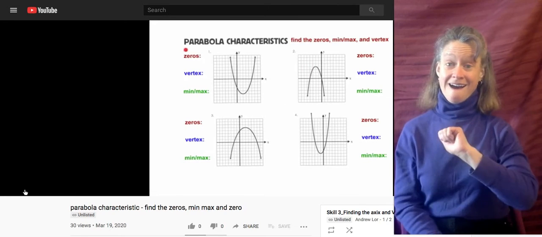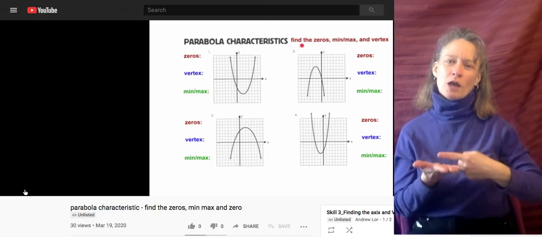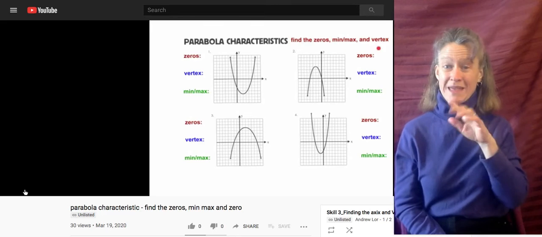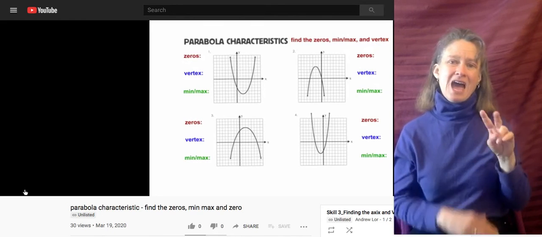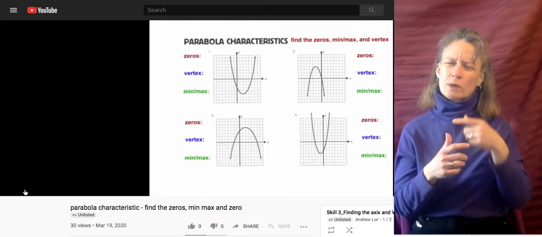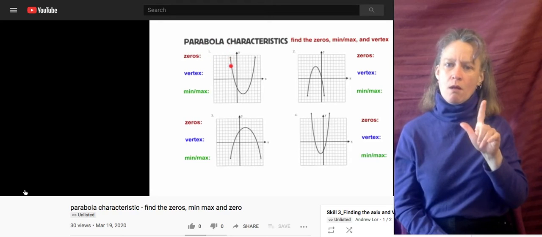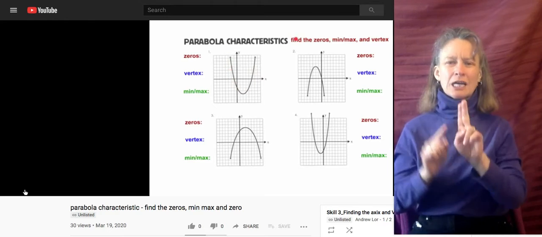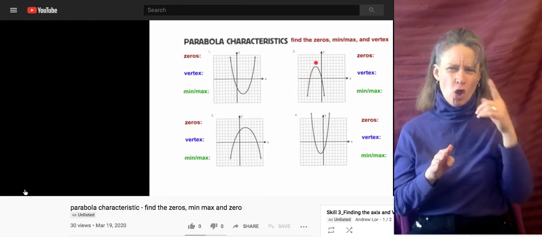Today we're going to talk about the characteristics of a parabola. And we're going to learn how to find the zeros, the minimum, and the vertex. So before we find these, let's remind ourselves of what the general form of a parabola looks like. For example, in example 1, you have a curve that looks like a U. In example 2, you have a curve that looks like a lowercase n.